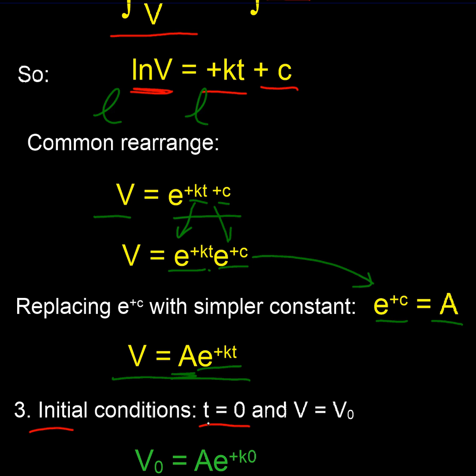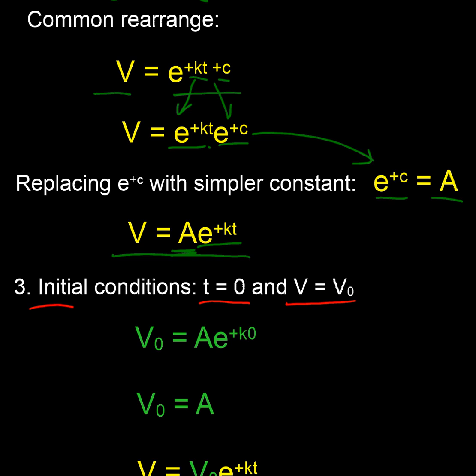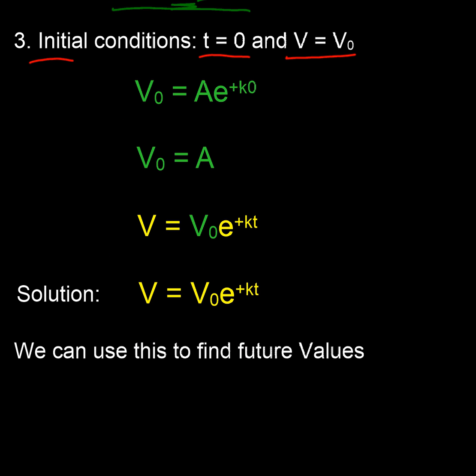So let's assume when t equals 0, the value equals v0. So if I put that into the equation, I get v0 equals a, lots of e to the k t, k0. Well, e to the k0 is the same as e to the 0, isn't it? Which is 1. So I've got a 1 here, haven't I? So that just tells me that a equals v0.